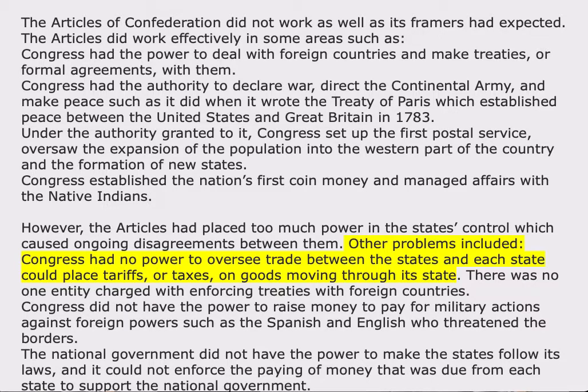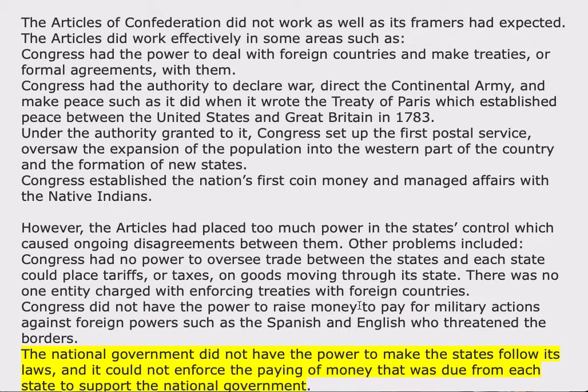Other problems included that Congress had no power to oversee trade between the states, and each state could place tariffs or taxes on goods moving through its state. There was no one entity charged with enforcing treaties with foreign countries. Congress did not have the power to raise money to pay for military actions against foreign powers, such as the Spanish and English, who threatened the borders.